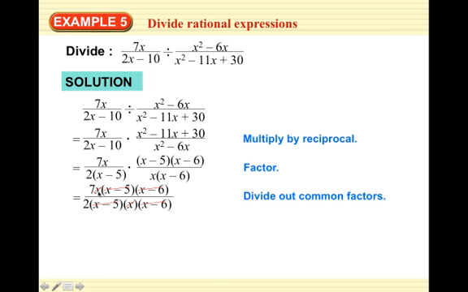Now, 7x really is two different factors. We've got 7 times x there. The 7 does not match up with anything. We've got a 7 and a 2. The x matches up with the lone x on the bottom, so those two cancel. X minus 5 is a factor. X minus 5 cancels with the x minus 5 on the bottom. X minus 6 is a factor and matches up and cancels with x minus 6 on the bottom. And so we are left with 7 halves. And that is the simplified form.